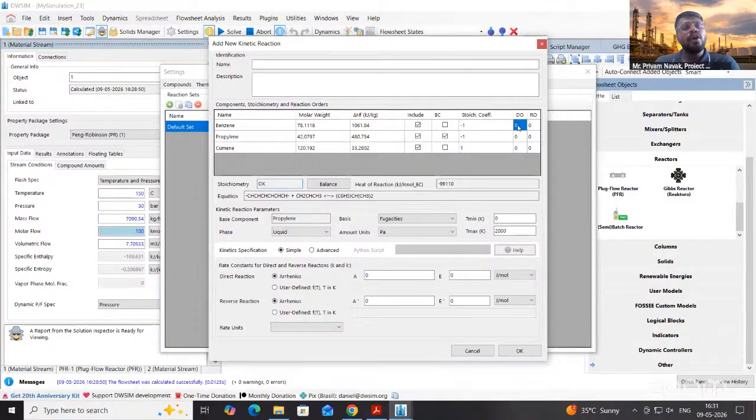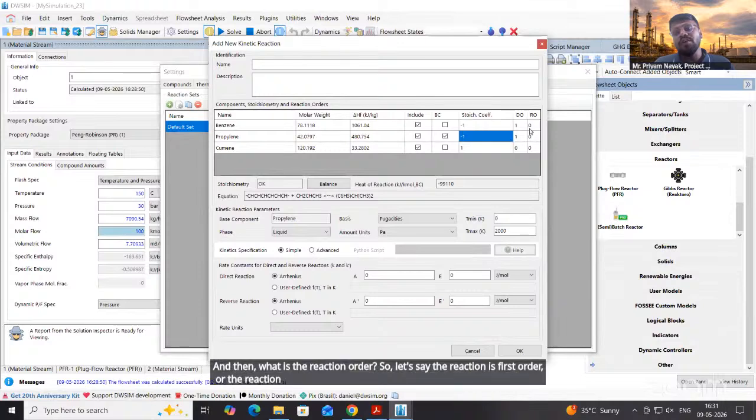And then what is the reaction order? Let's say the reaction is first order or second order. You can specify that: this DO is direct order, this RO is reverse order. It means that this is my reaction order.